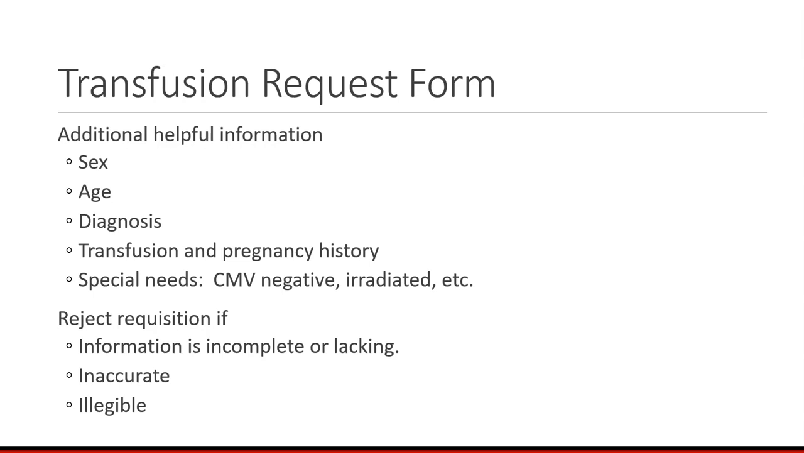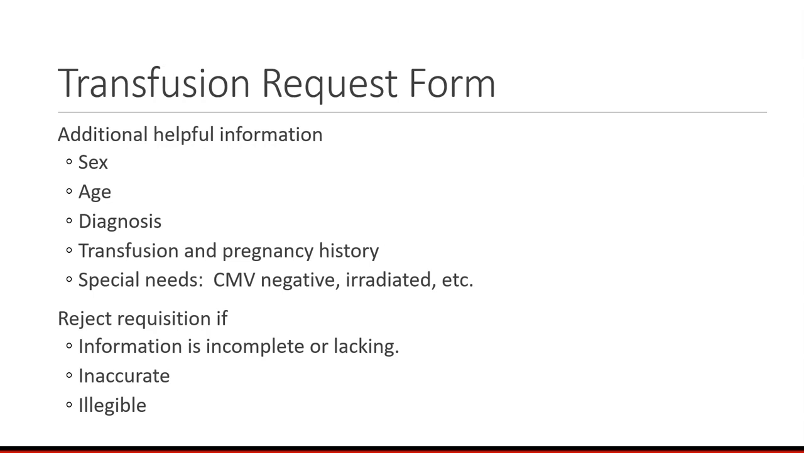Special patient needs, for example, do they need CMV negative? Do they need irradiated blood? For immunocompromised patients and cancer patients, these are the 2 populations that get this type of blood. And leukoreduced blood is considered CMV safe. But some physicians may want an actual serological test to confirm it's CMV negative.